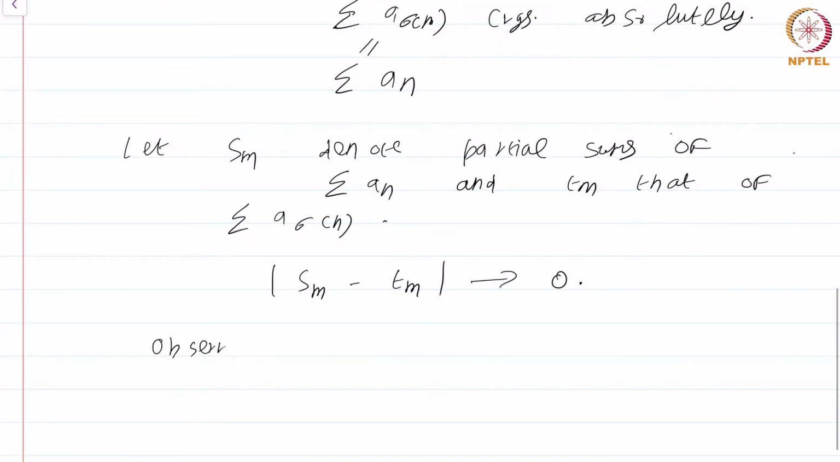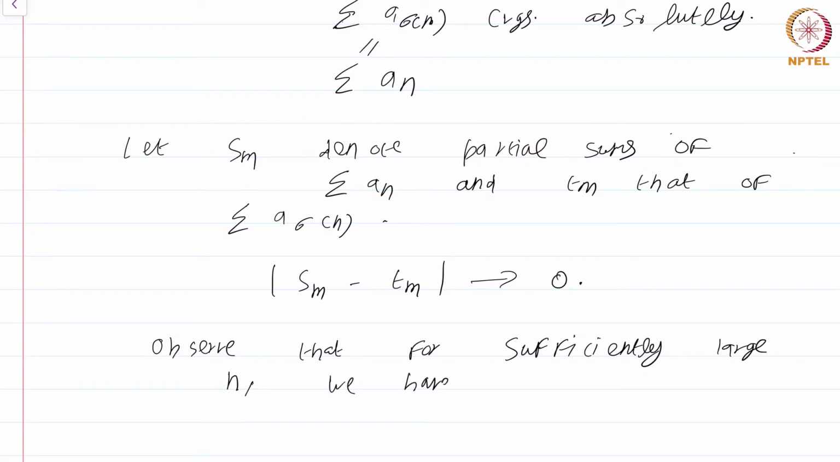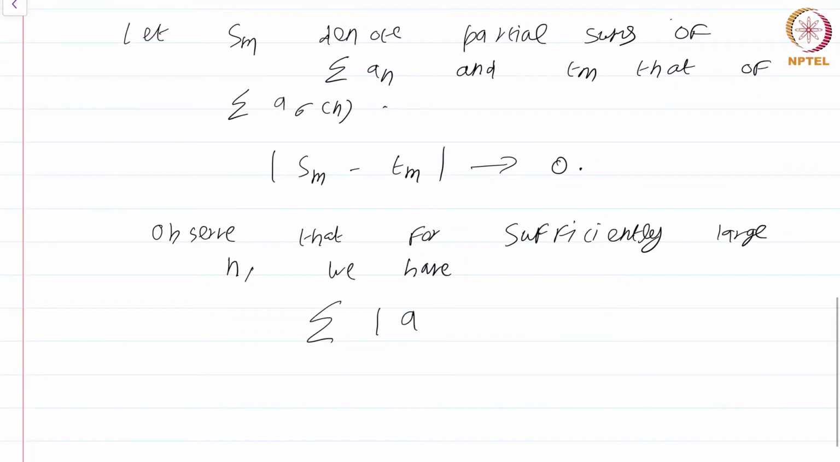Observe that for sufficiently large n, we have summation mod Aj, j running from n to infinity, is less than epsilon. Okay, so I have to fix epsilon greater than 0. Given any epsilon, for suitably large n, the series summation j equal to n to infinity mod Aj will be less than epsilon. This is just rephrasing the fact that the series of absolute values must converge, because that is there in the hypothesis.